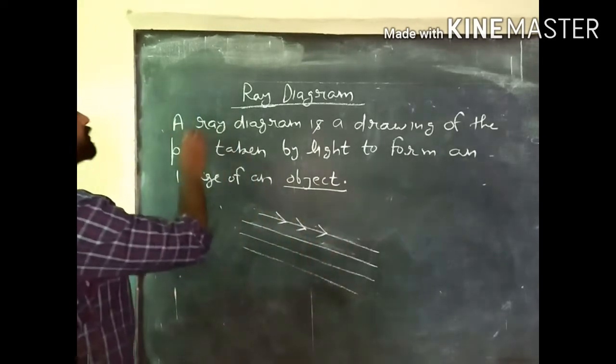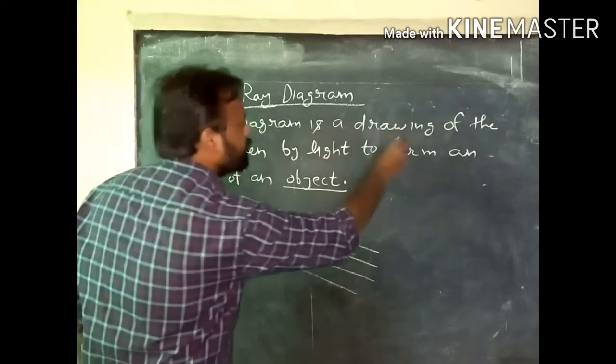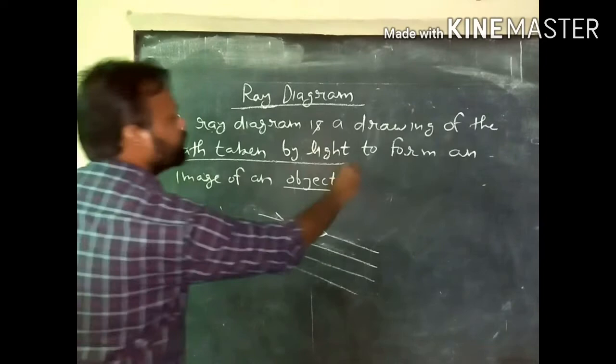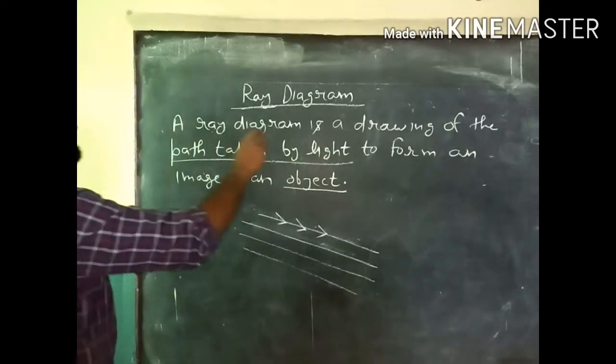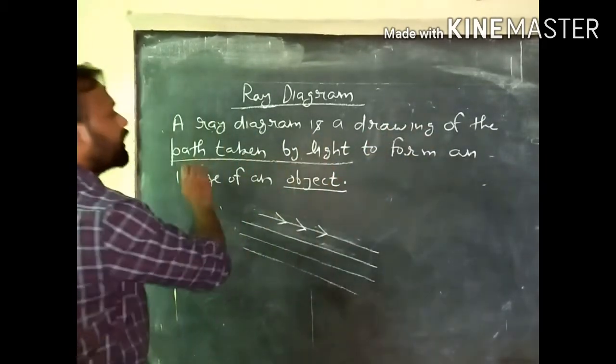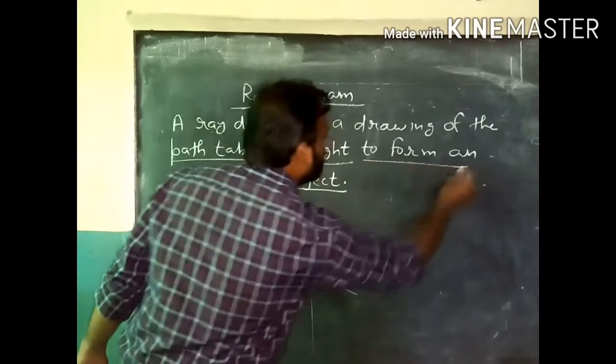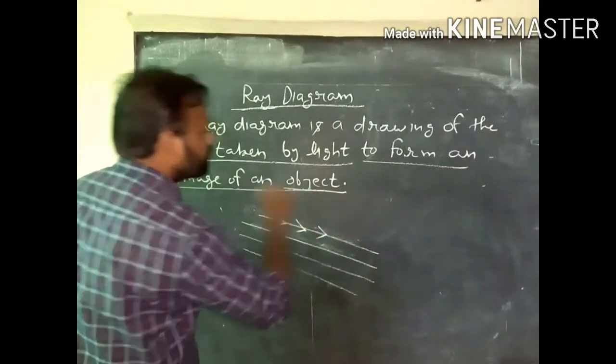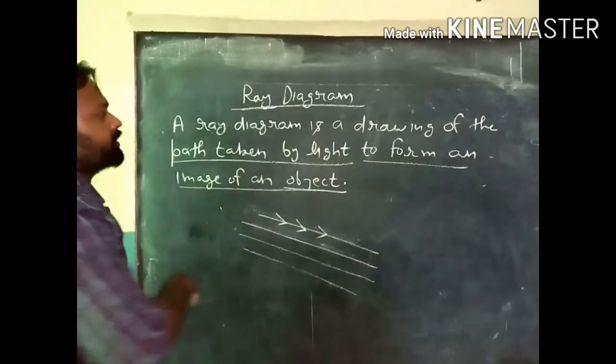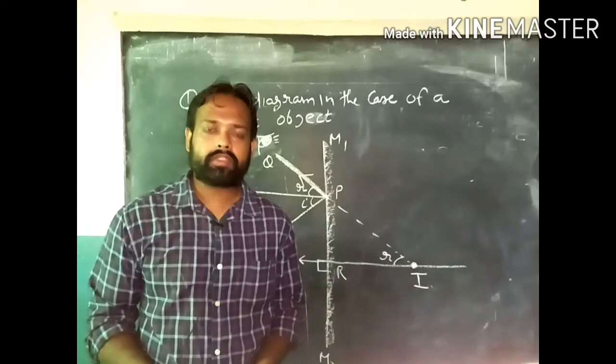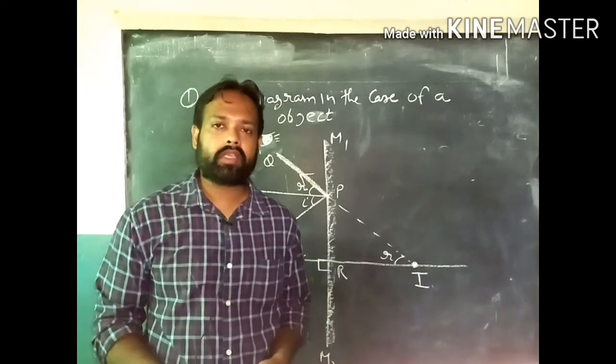So that is why it is written here: a ray diagram is a drawing of the path taken by light to form an image of an object. That is why ray diagrams are used. Now I am going to explain how the image is formed in the case of a plane mirror.